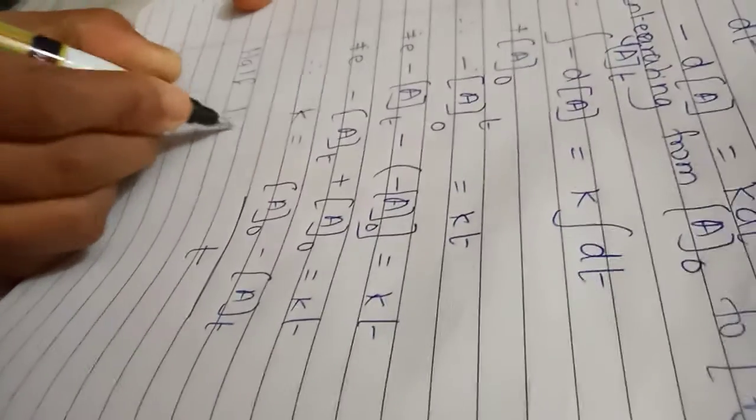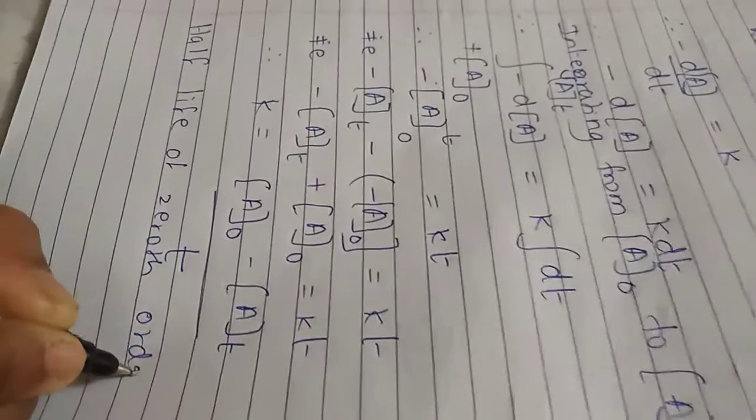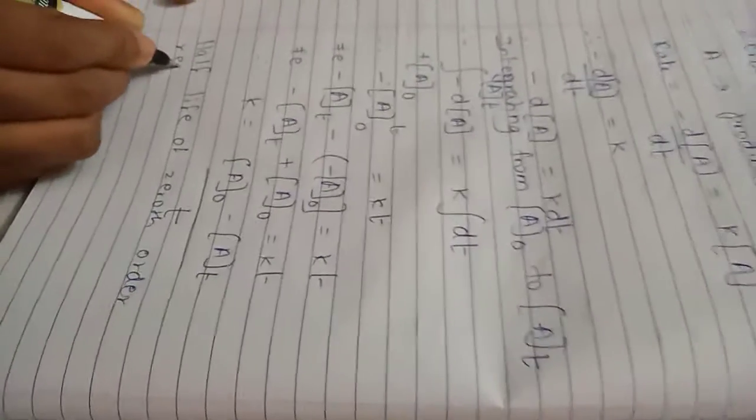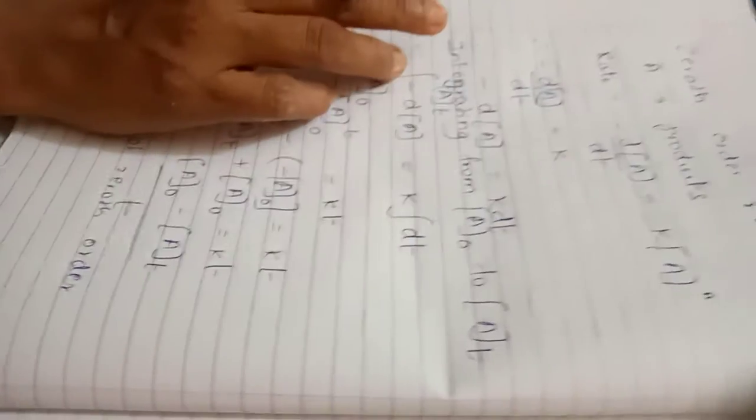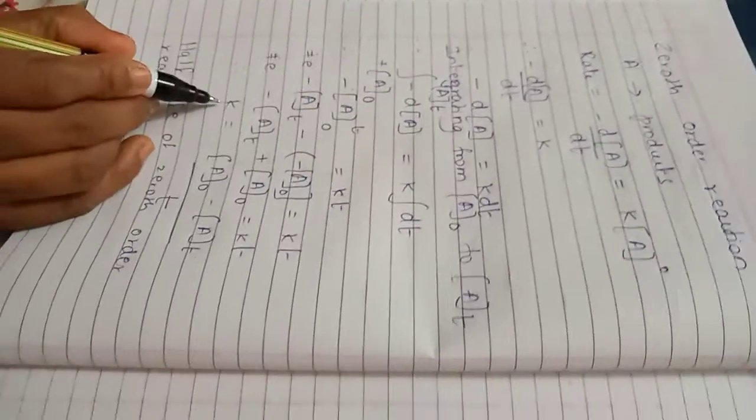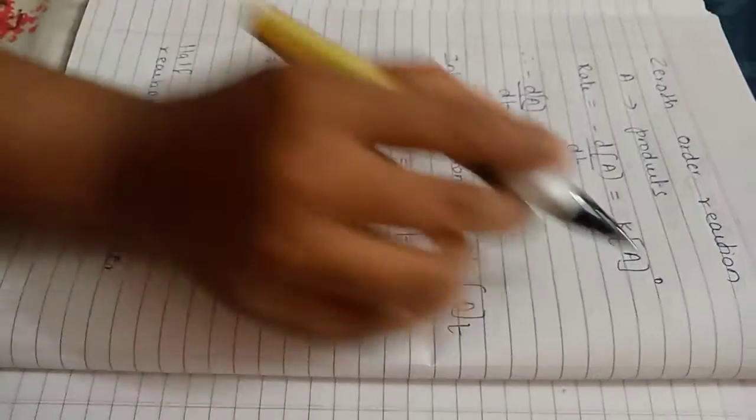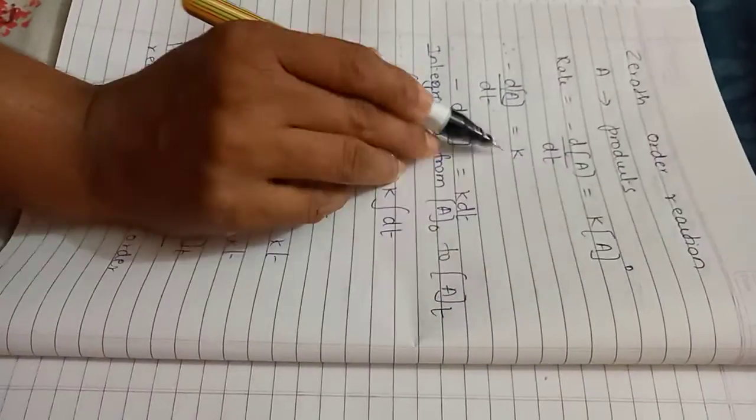Now, half life of zeroth order reaction. What is a zeroth order reaction? Where the rate does not depend upon the concentration. So, how do you obtain the rate here? K into A raised to 0. So anything raised to 0 is 1.